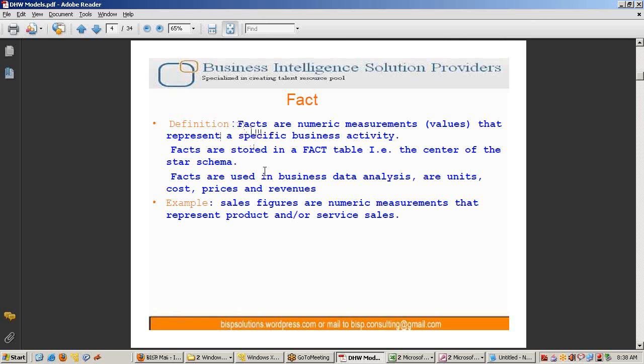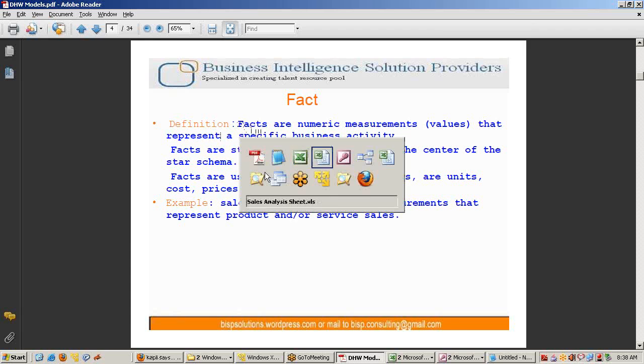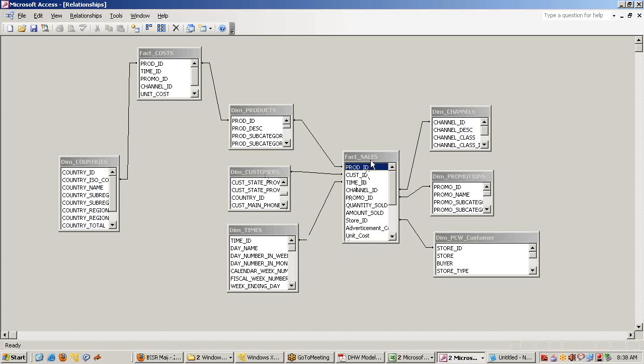What does a fact consist of? All numerics. Let's see an example of a fact. This is one of my models. I've got two fact tables. We'll take this model and go step by step to analyze it, correlate it with the business requirements, and finally build our solution.